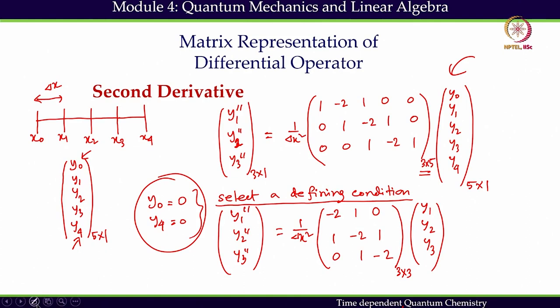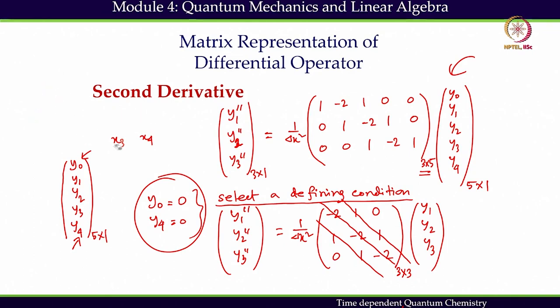Why tri-diagonal matrix? Because I now have diagonal elements, then upper diagonal elements, and then lower diagonal elements. Only 3 components associated with the diagonal region have finite values, otherwise every other point is going to be 0. So a tri-diagonal matrix should look like this.